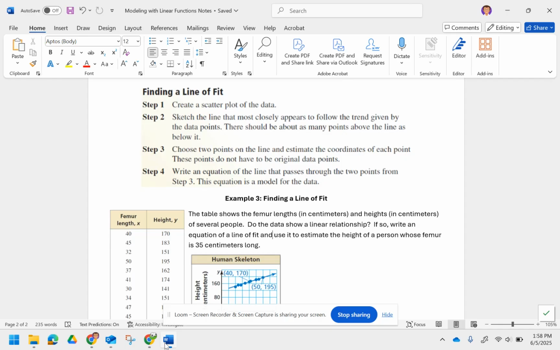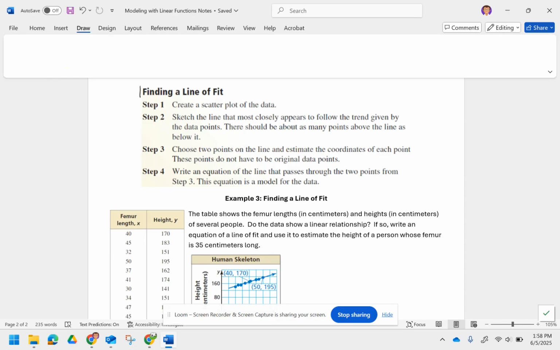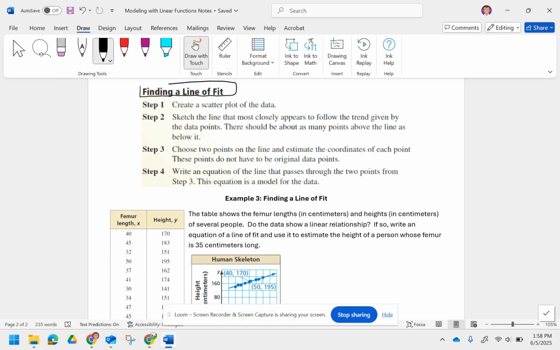But the model that we'll create will still be useful for getting reasonably accurate predictions. What I've just been talking about is called a line of fit. We're going to create a line that roughly fits the data.